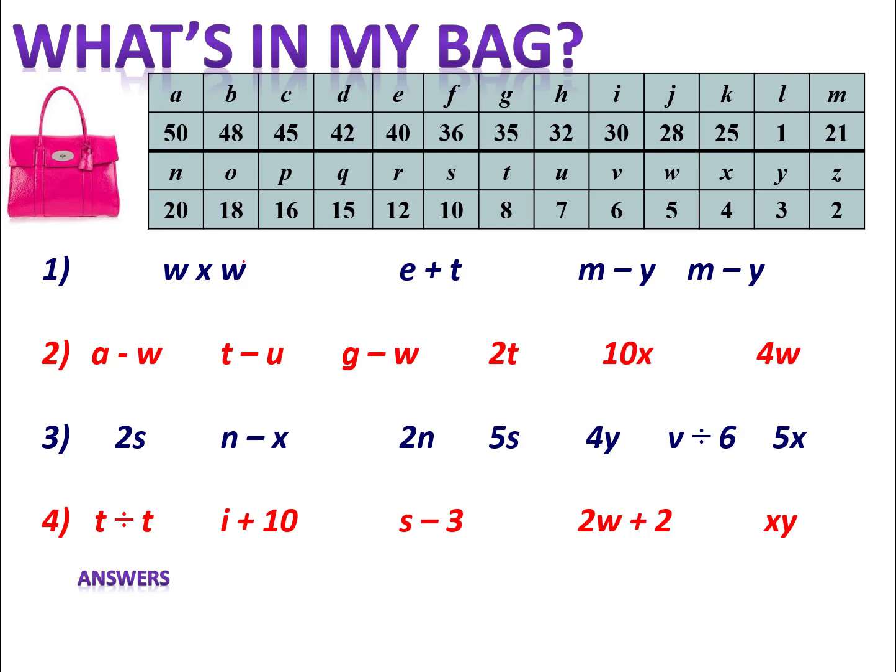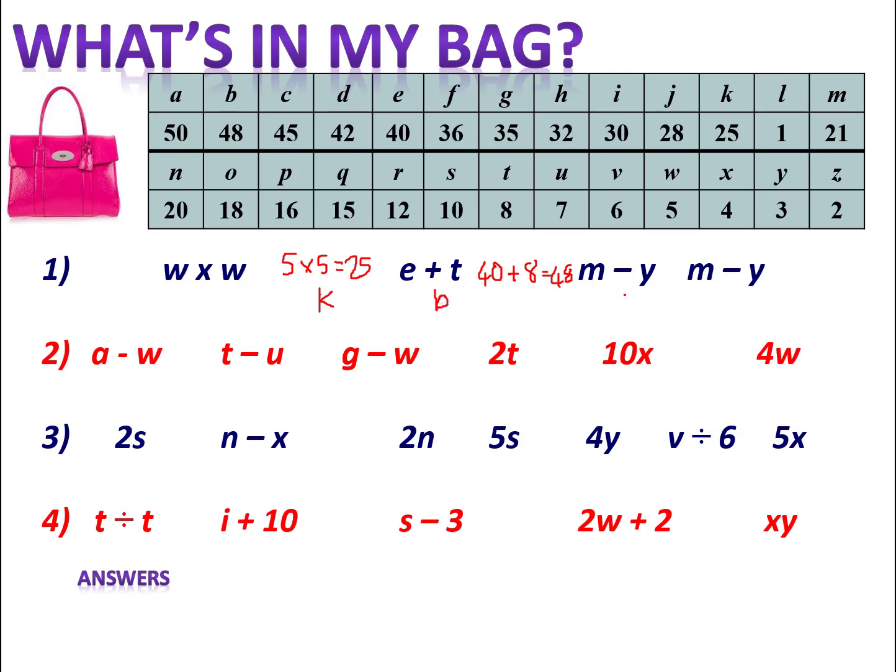So you've got W times W. So that's going to be 5 times 5 equals 25. And 25 is K. Now you've got E plus T. E is 40 and T is 8. So you have 40 plus 8 equals 48. What letter is 48? It's B.